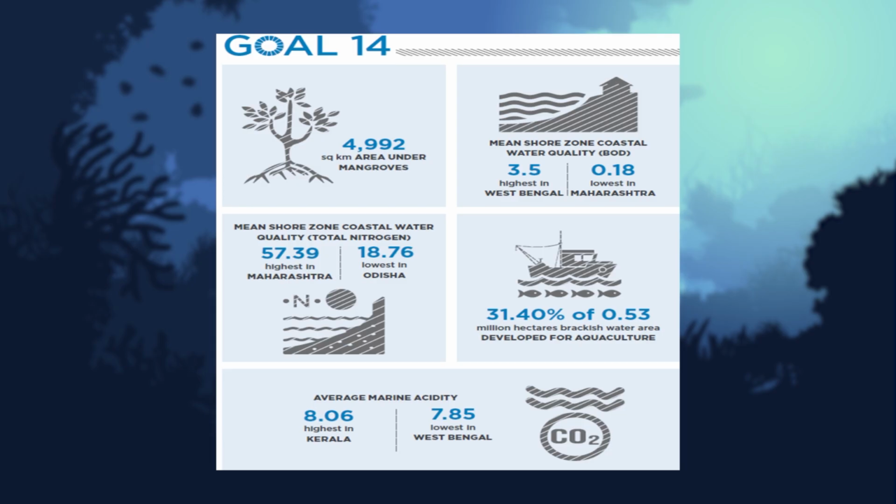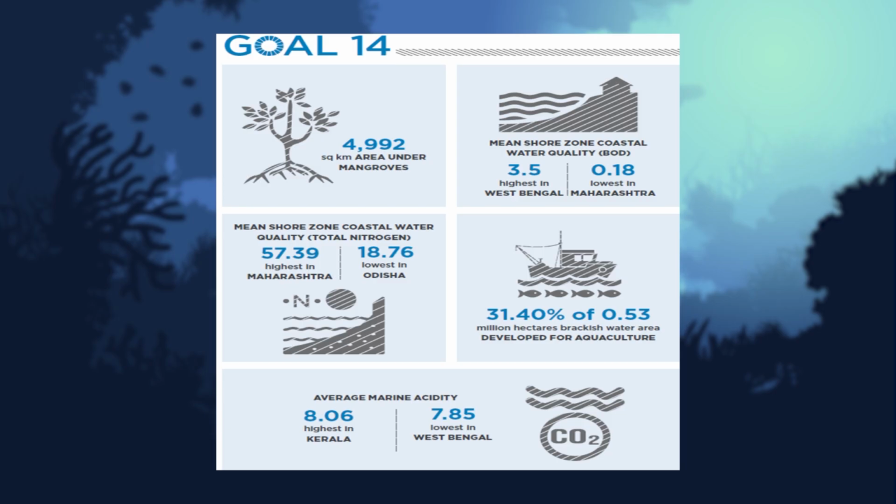Then the mean score on coastal water quality as per the 22-23 report is highest in West Bengal at 3.5, and 0.18 is lowest in Maharashtra. When we look into the mean score on coastal water quality for total nitrogen, it is highest at 57.39 in Maharashtra. That means Maharashtra, as a coastal state, is producing a lot of pollutants, right. Then Odisha has the lowest at 18.76.